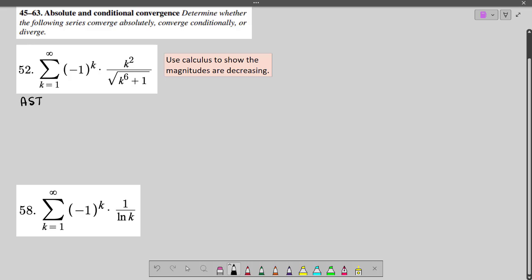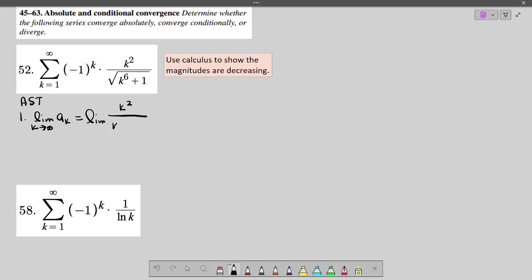So AST, remember, there's 2 steps. First step says take the limit of a sub k as k goes to infinity. This is an alternating series, so the a sub k does not include the switch. So we want the limit of this as k goes to infinity. And what is that limit? 0. The limit is going to be 0.